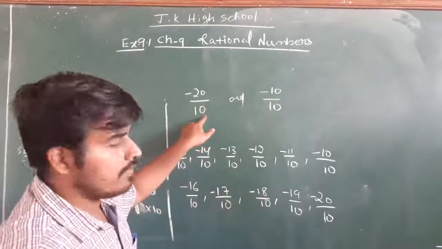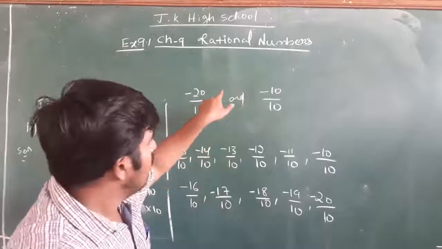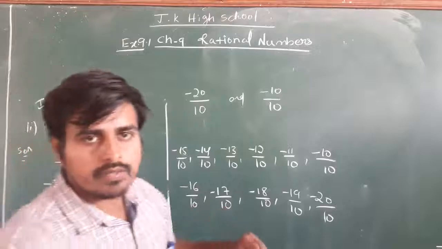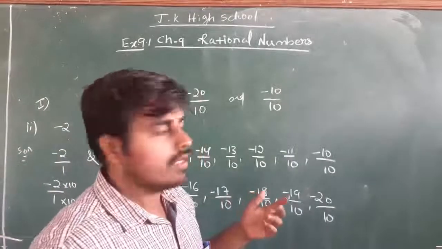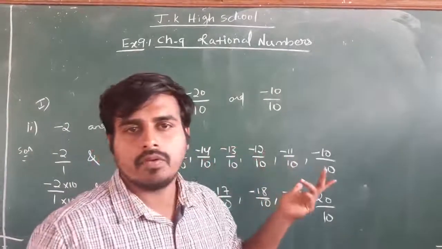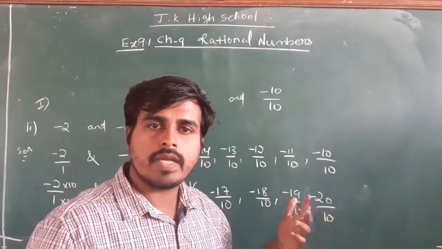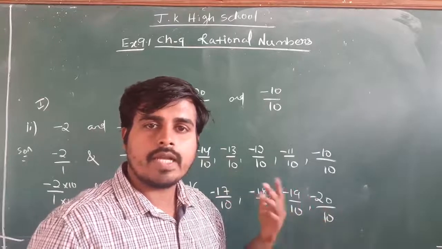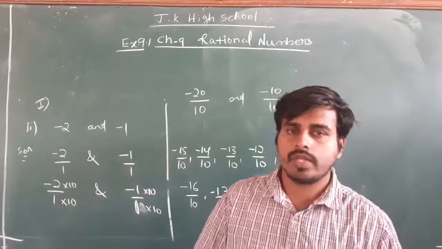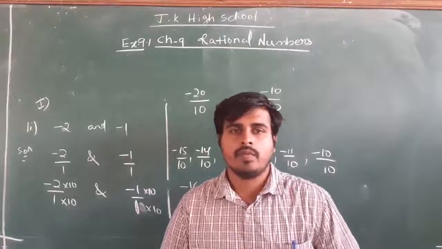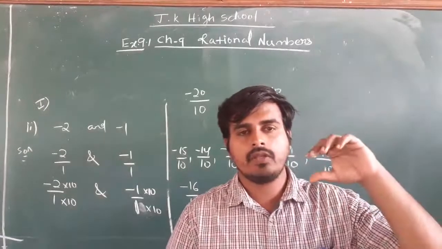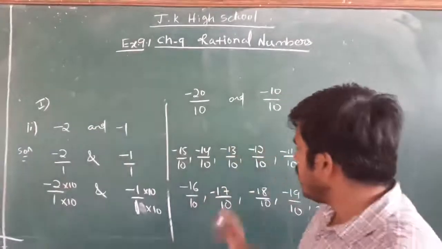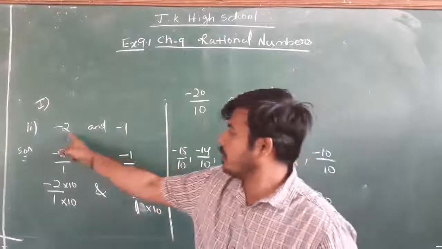If you increase the gap, suppose instead of 10, if you multiply 1000, then you may get 900 rational numbers. If you multiply with 10,000, you may get 9,000 numbers. If you multiply with a lakh, you may get 99,000 or 99,999 rational numbers. How much you increase the numerator value, depending on that, so many rational numbers you can find between any two numbers.